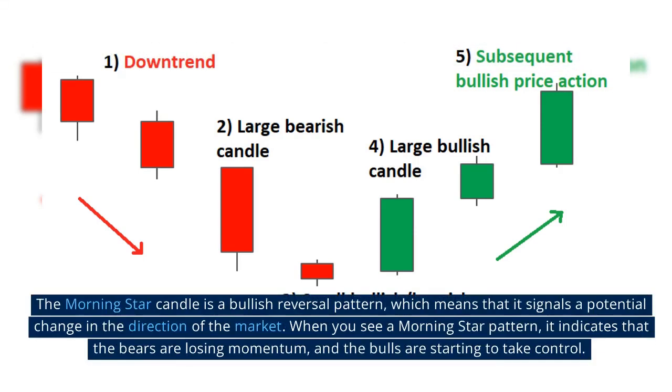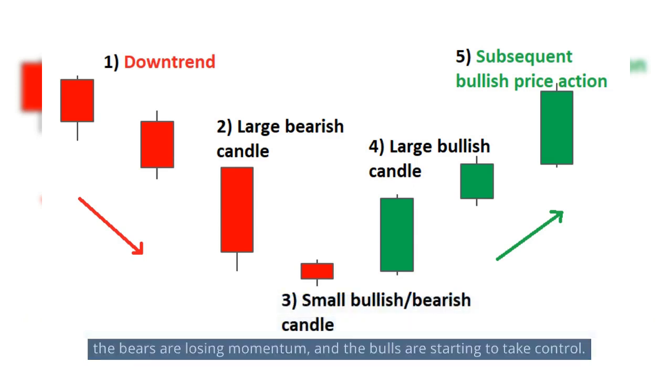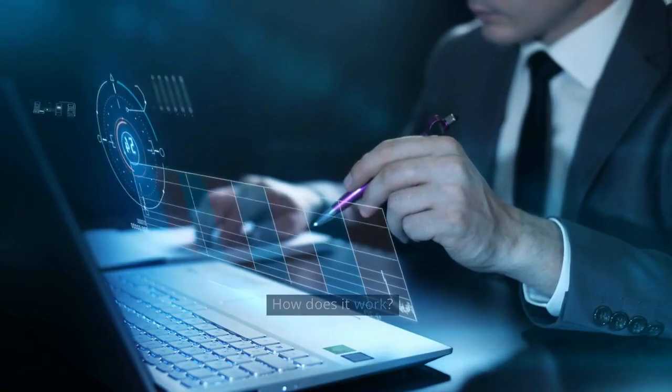The Morningstar candle is a bullish reversal pattern, which means that it signals a potential change in the direction of the market. When you see a Morningstar pattern, it indicates that the bears are losing momentum and the bulls are starting to take control. So how does it work?